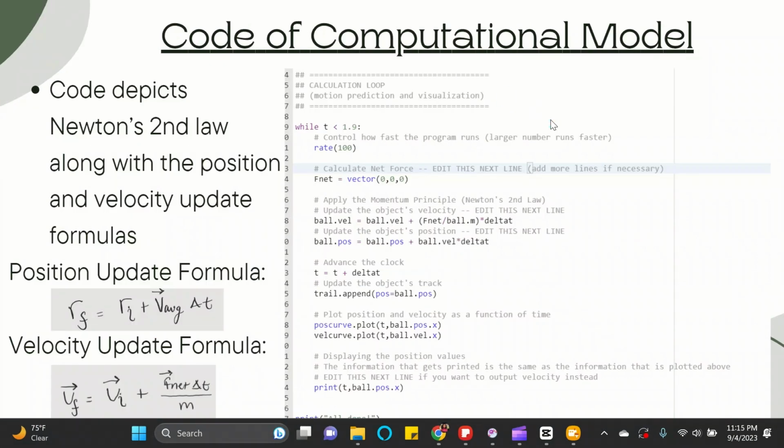For the code of the computational model, this code depicts Newton's second law along with the position and velocity update formulas. In this line, we can see the position update formula being used, where the final position is the initial position plus the velocity times delta t, and this initial position continues to be updated by the previous final position. This is the same for the velocity update formula, where we see the new velocity being updated each time we go through this while loop.